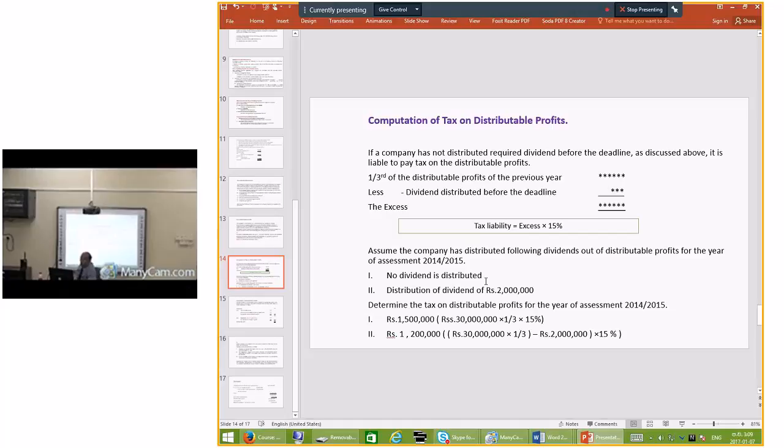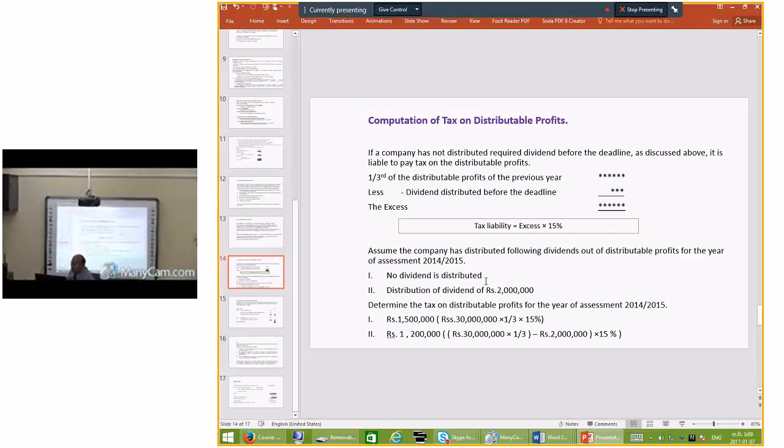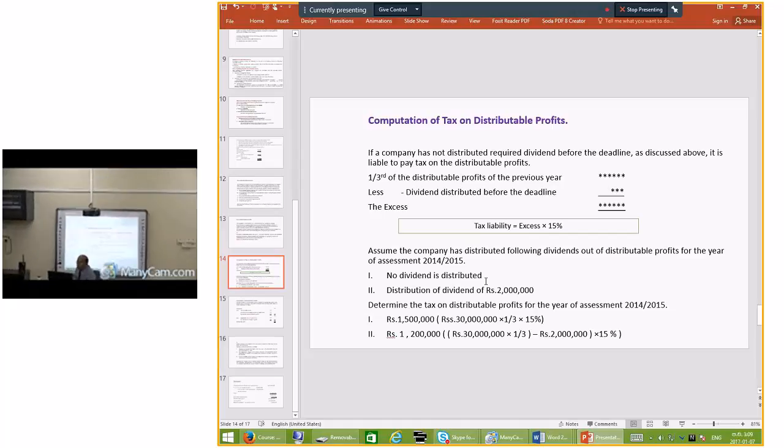Right? 1/3 of distributable profit equals 10 million. Then the company has distributed 2 million. Then we deduct that 2 million, and we arrive at 8 million.